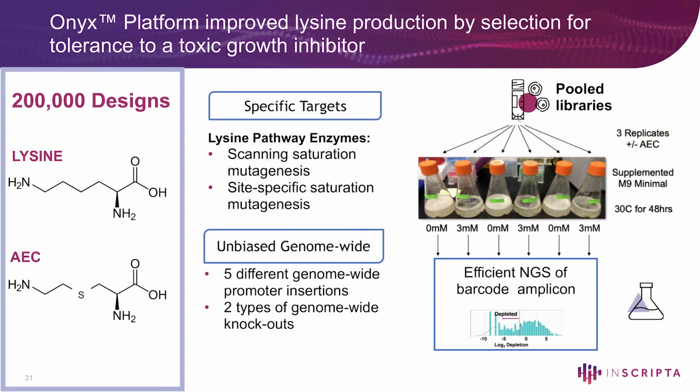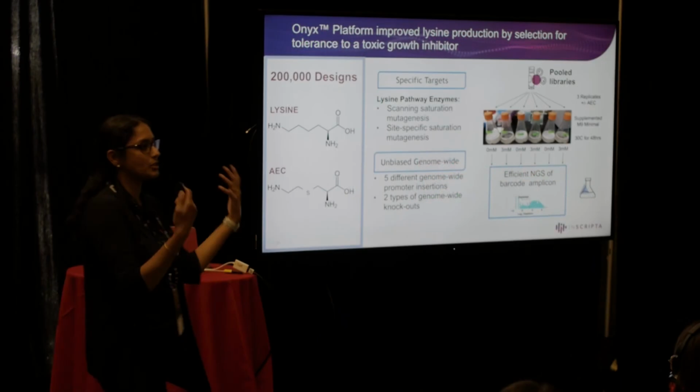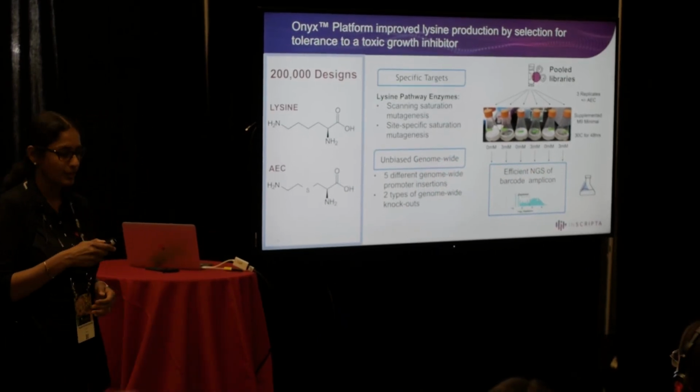So what did we do? We took specific targets. Like I said, we did multiple libraries here, and then in an unbiased way, we had other libraries. We pooled all of those together and treated them with a toxic growth inhibitor, which is a lysine analog. And once you do the selections on these different concentrations, you use the barcode amplicon assay to determine what genotypes have actually enriched in your population.